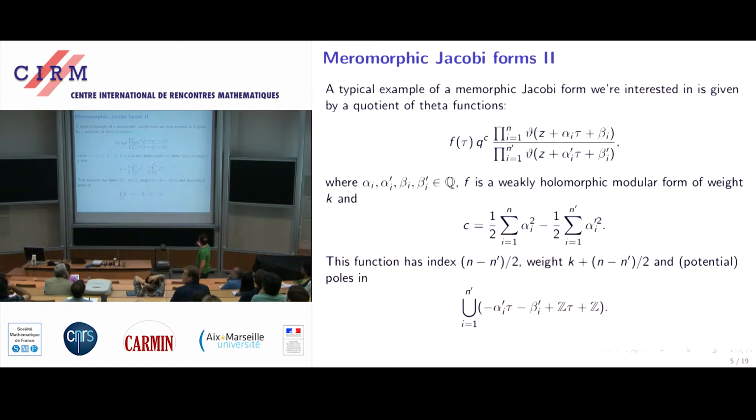Oh, because you shift by this, and then in general, it's not going to be a Jacobi form anymore. You have to multiply by a suitable rational power of q to get that. That's why.